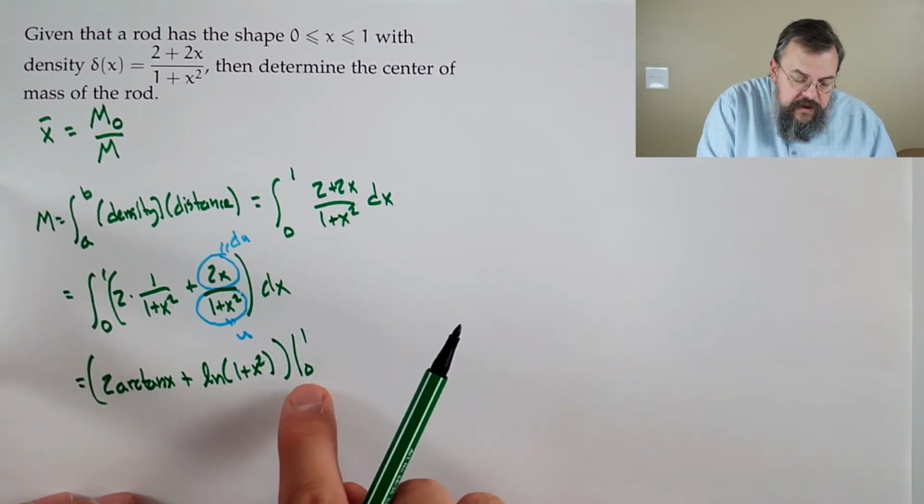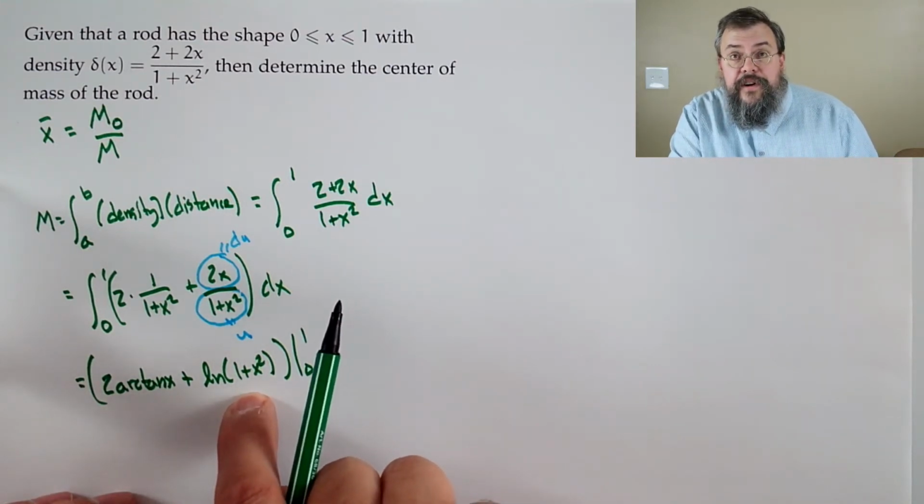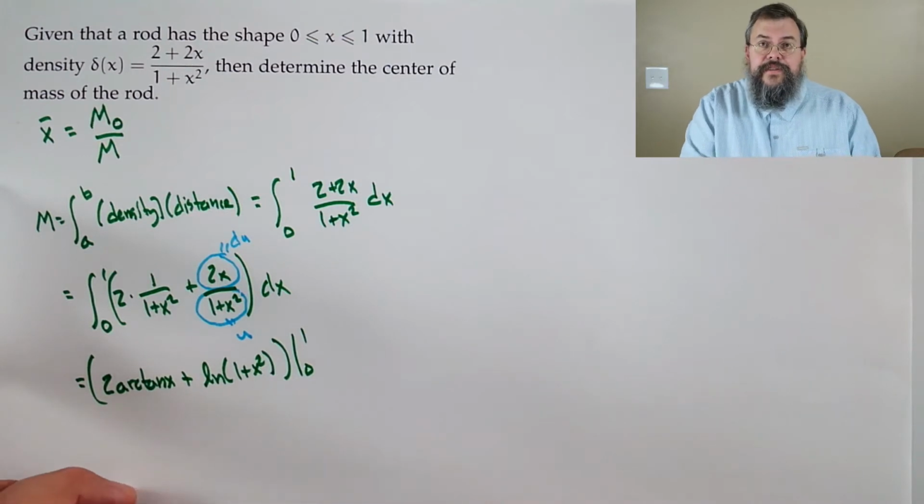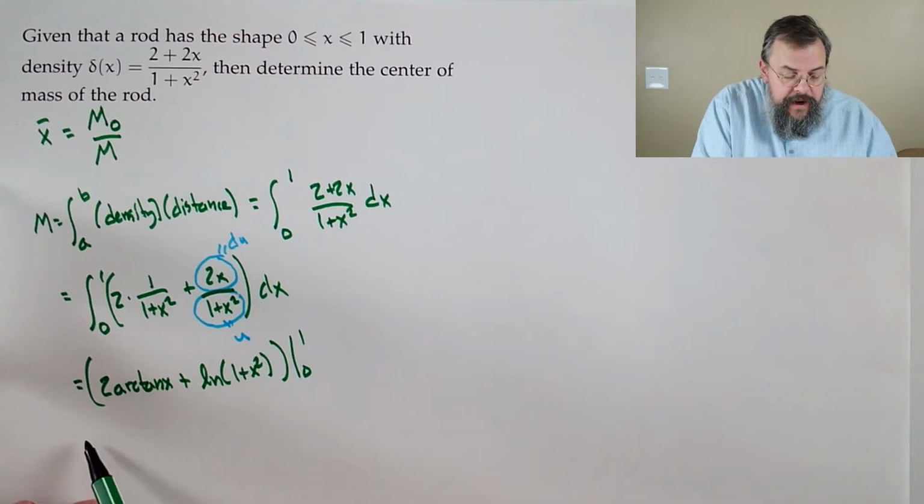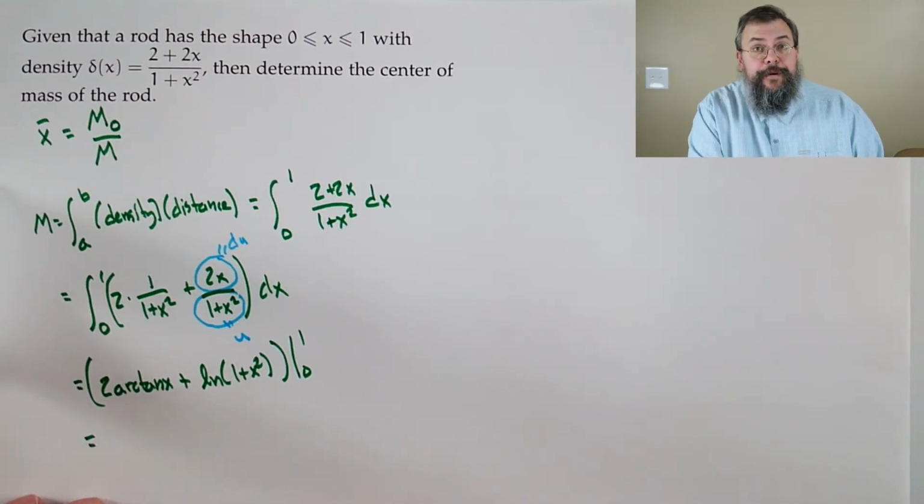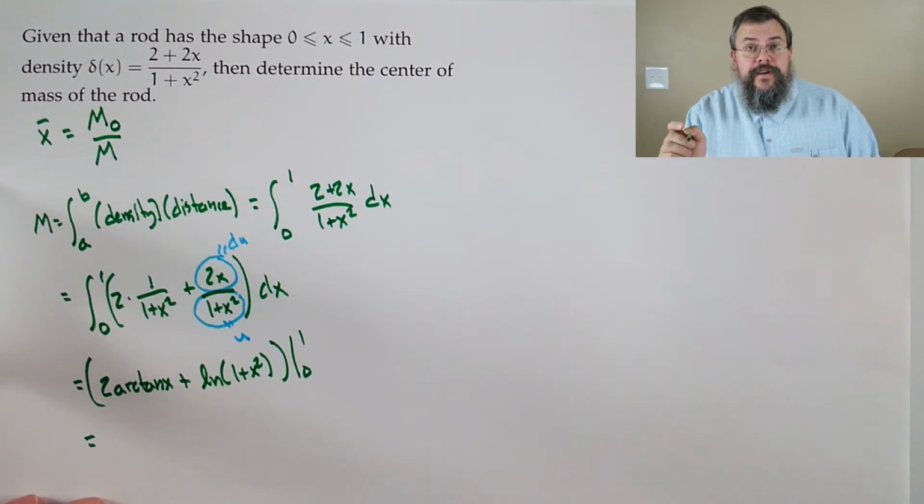Now, if you plug in 0, log of 1 plus 0, log of 1, is 0. Arctangent of 0 is 0. Good. Plug in 0, you get 0. Plug in 1. Arctangent of 1. Oh, we should know that one. Arctangent of 1 is pi fourths.